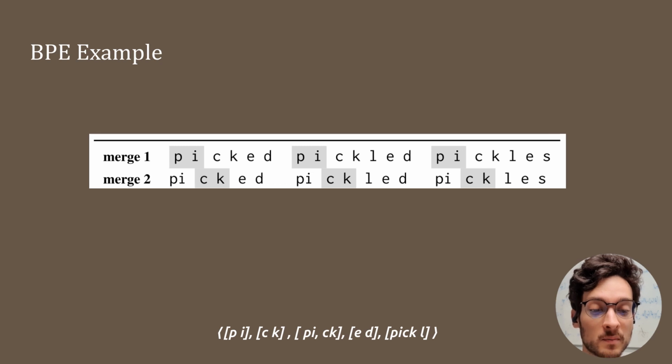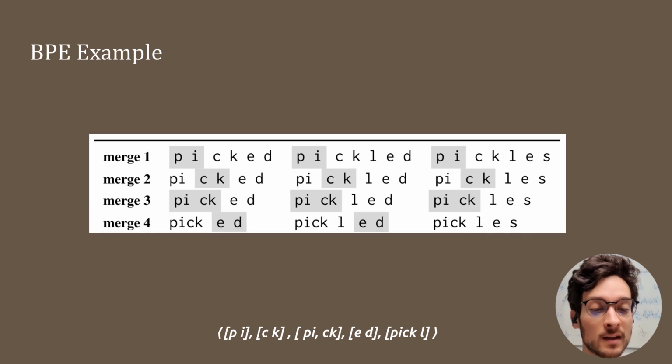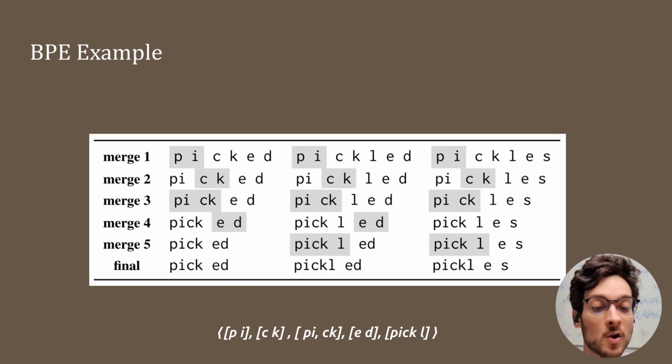The next most frequent pair is C and K, which we turn into one token. In the next one, we merge PI and CK, then E and D. Finally, we create PICKL, which occurs twice. Note that we can represent this whole merge process as a sequence of merge operations.